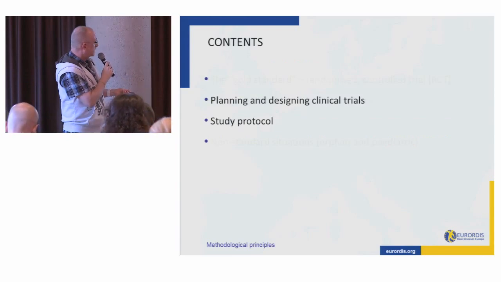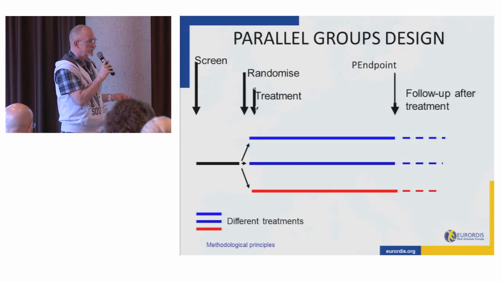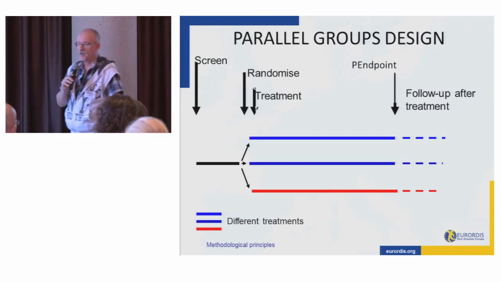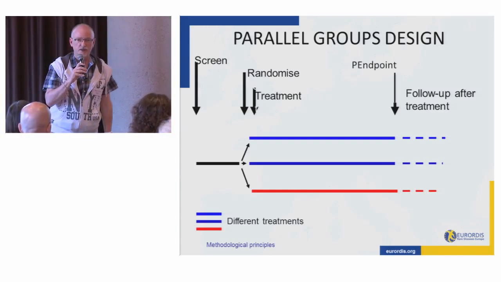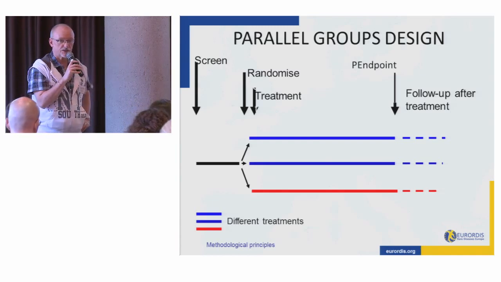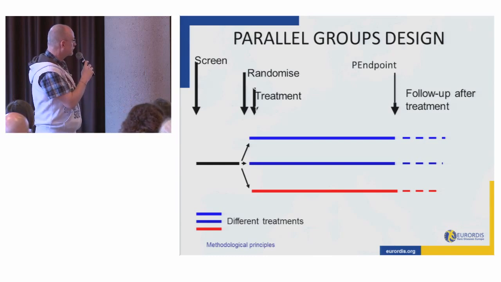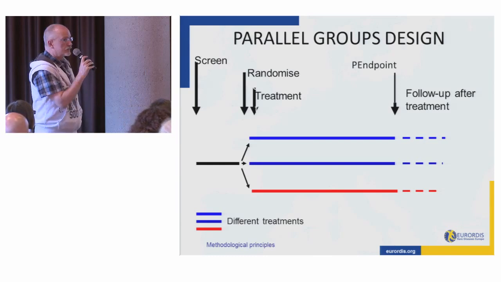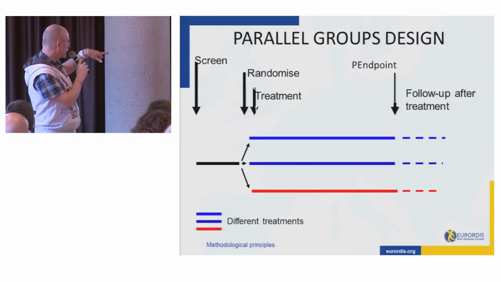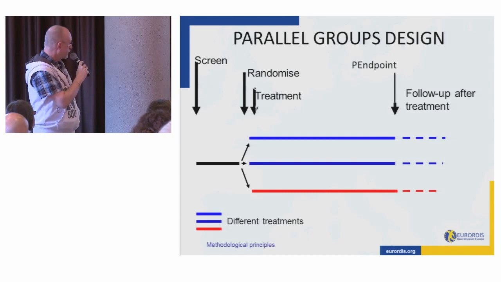We move on to planning and designing clinical trials, and this is really the simplest possible way of depicting what a parallel groups clinical trial scheme looks like. So you will have the screening period, as we discussed. You look at the eligibility criteria. Then you randomize the study subjects that are eligible for randomization. You begin treatment. You have different treatments with lighter and darker blue, and then you have a red treatment.